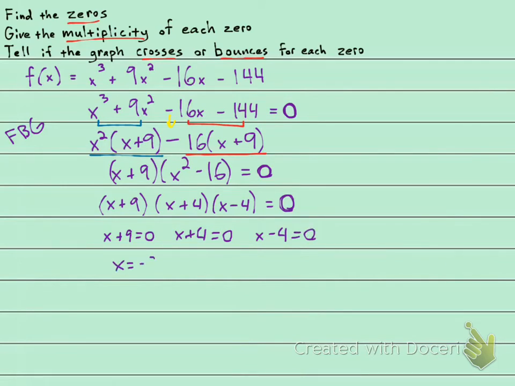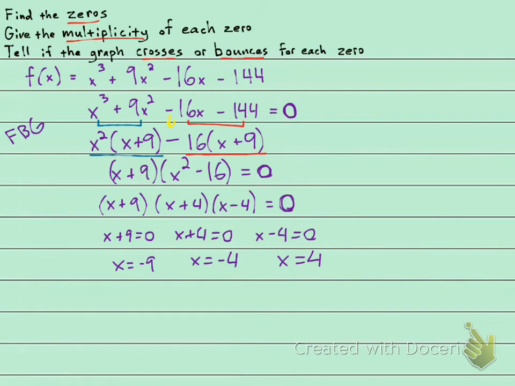First, x equals negative 9, that's one of my zeros. Then x equals negative 4, that's another 0. And then x equals positive 4. So here are my 3 zeros. Next, they're going to ask, what's the multiplicity of each zero? They want to know what the multiplicity is.